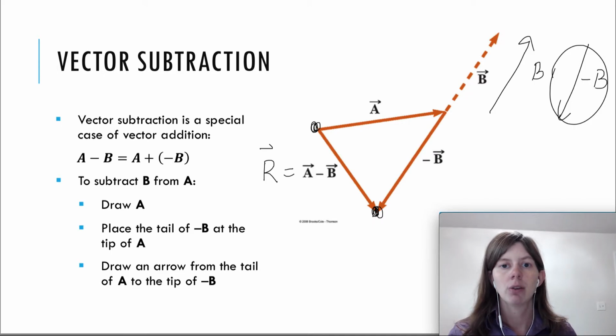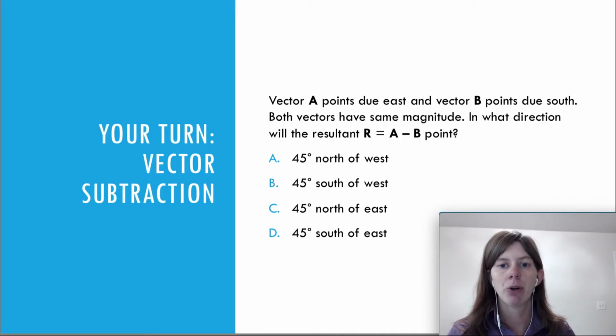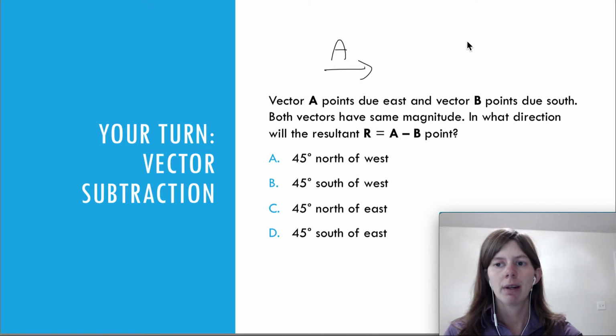Then you're ready to add the two vectors. So to finish off, I have one more your turn here. Vector A points due east and vector B points due south. Both vectors have the same magnitude. In what direction will the resultant A minus B point? What you want to do is draw these. Vector A is east, vector B is south. But since you're subtracting them, make sure that you draw vector negative B, which will be north.